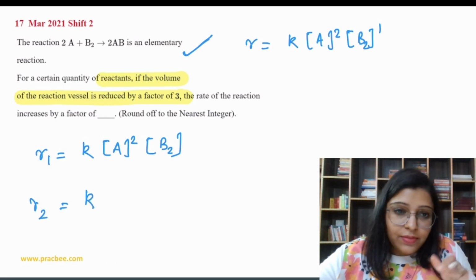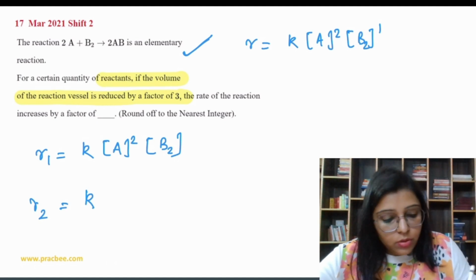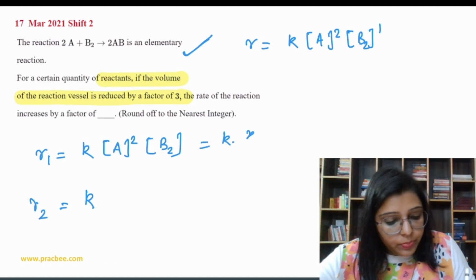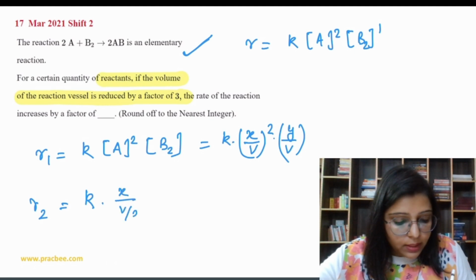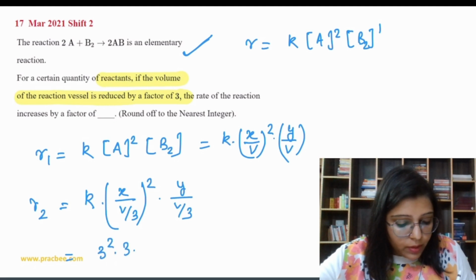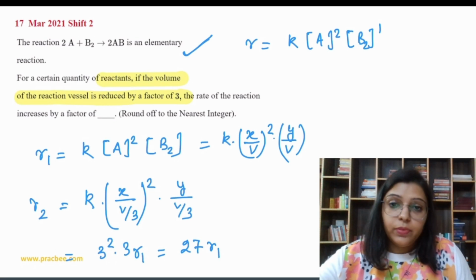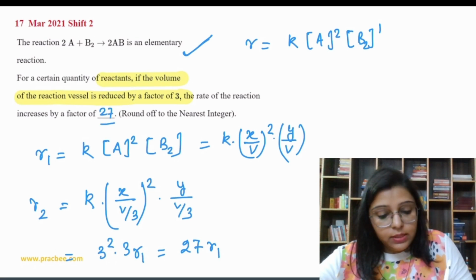So suppose we have the same moles. So if we have the same moles, we can say this is K x by V square, and this is y by V. Now the volume is reduced but the moles are same, so we can say x by V by 3 square and y by V by 3. So we get equal to what? 3 square times 3 R1, which is equal to 27 times R1. So the answer is 27.